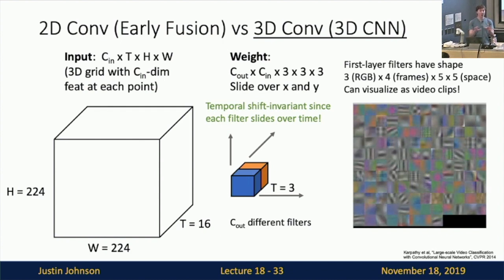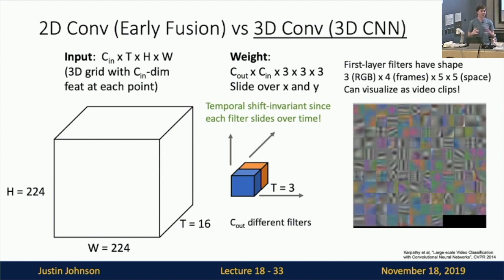Some of them don't seem to learn any motion at all. They're just recognizing the same oriented edges or blobs or opposing colors that we often see in 2D CNNs. But other convolutional filters seem to want to recognize local motion in different directions. So that gives you some intuition about the types of low-level features that these 3-dimensional convolutional neural networks can learn to represent.